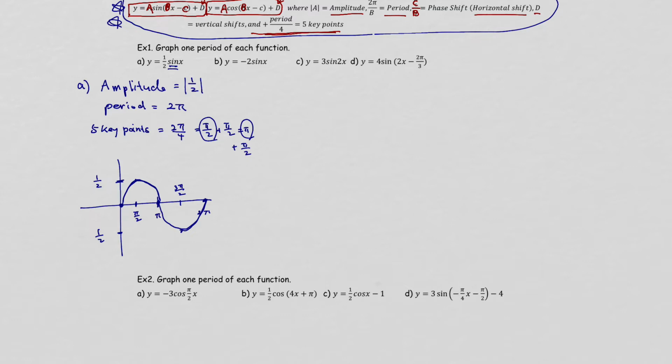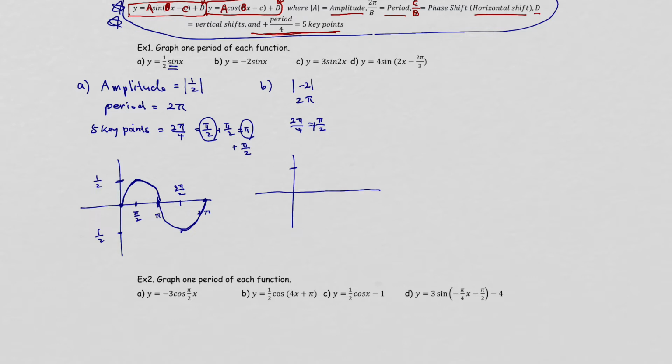Let's try one more. This is B. This is another sine graph, right? So this one I have an amplitude of absolute value of -2. Your period is going to be 2 pi and the 5 key points, I will do 2 pi over 4, so that will be pi over 2 again, right? So you're adding pi over 2 to each value. So let's see if I can graph that sine function.